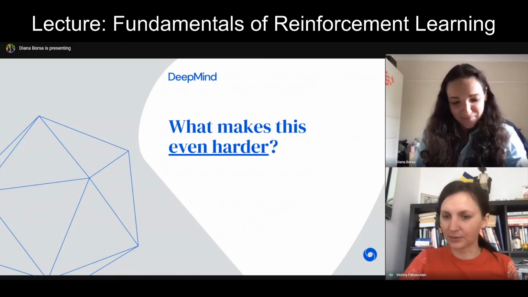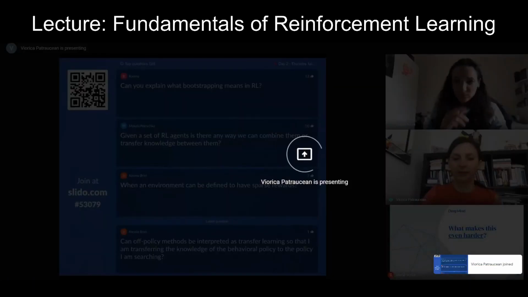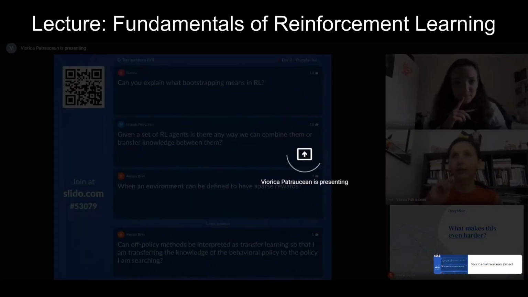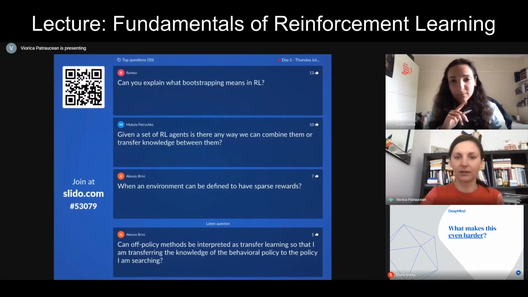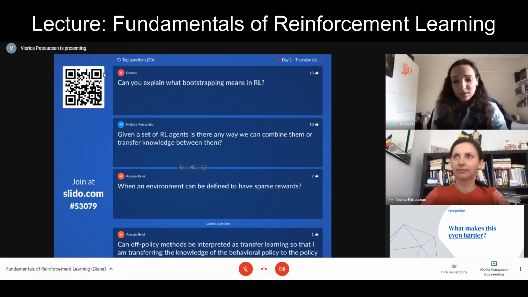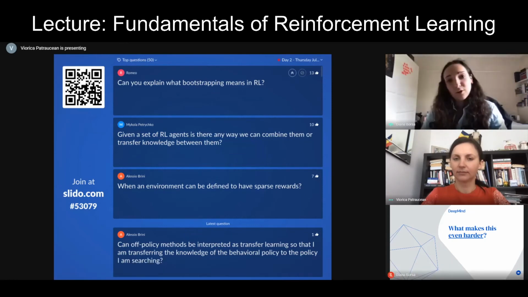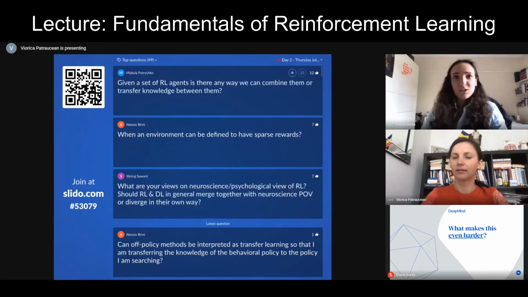So I'm just putting up the questions quickly. The first question, which you've explained already, but if you could summarize again: what does bootstrapping mean in RL? It is basically relying on your own prediction, your own value function, to form the target that you have in the RL update. It's updating a guess from a guess.